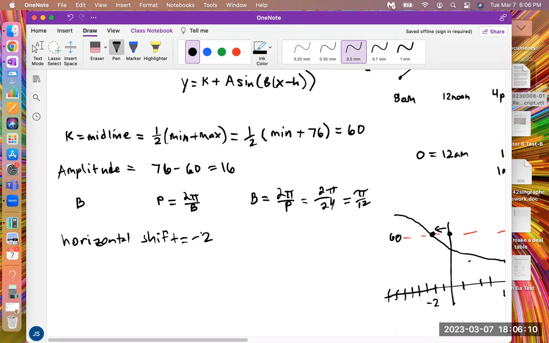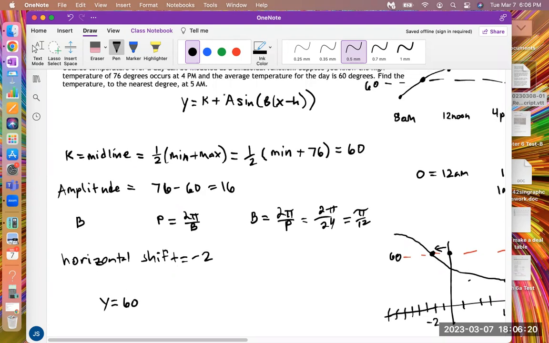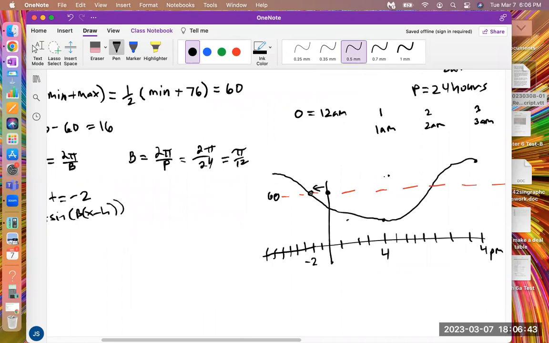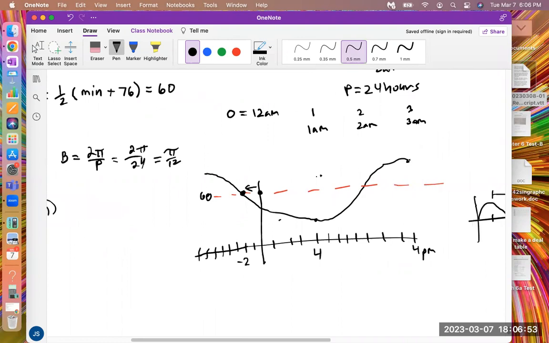So now I think we have all of the components that we need to write this final equation. y is equal to k, which we said was the midline, which is 60. So I'm just plugging into this equation, okay? Now, also note how this function goes: it starts at 0 and goes down to a valley first, then starts going up to a hill before it goes through one full rotation, which would be in another 6 hours here.